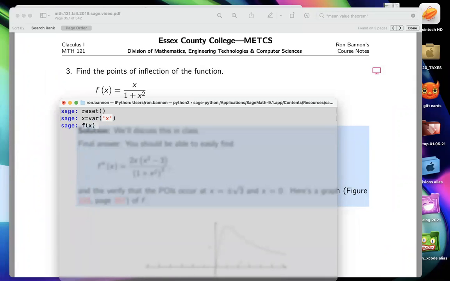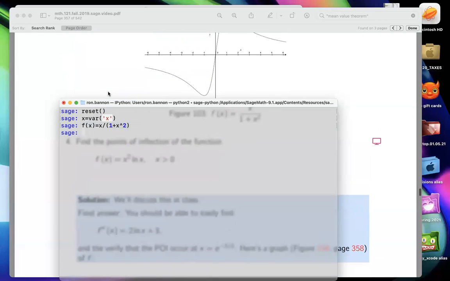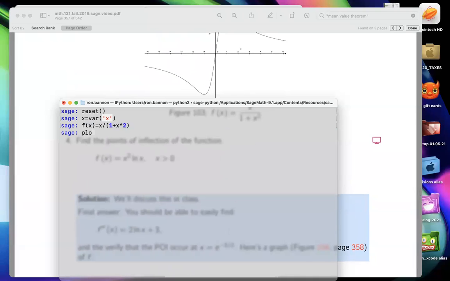All right. I'm going to type in f of x. It's a function, and that function is going to be assigned x divided by 1 plus x squared. And what I want to do is plot it. I want to see if I get the same picture this guy got. All right, so let's plot. I'm going to plot f of x.